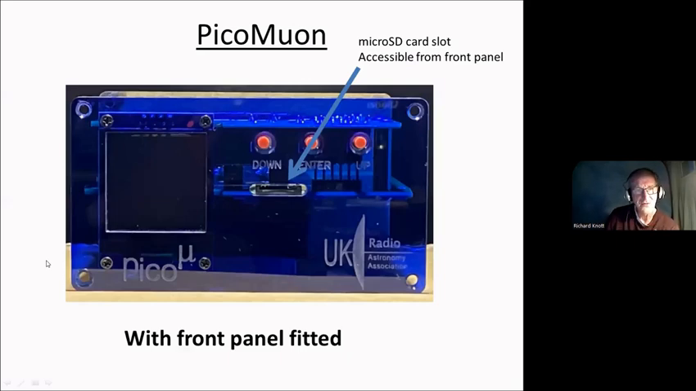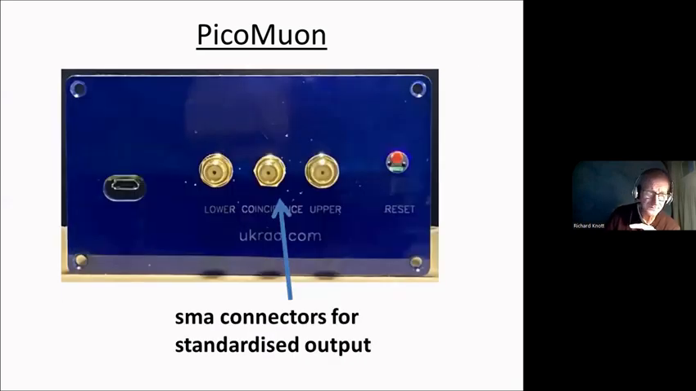And if we include the front panel onto the front of the unit, we can see that we now have a micro SD card accessible from the front, which we think would be easier for users to access rather than it being on the rear. Turning to the rear, we've got something slightly different.